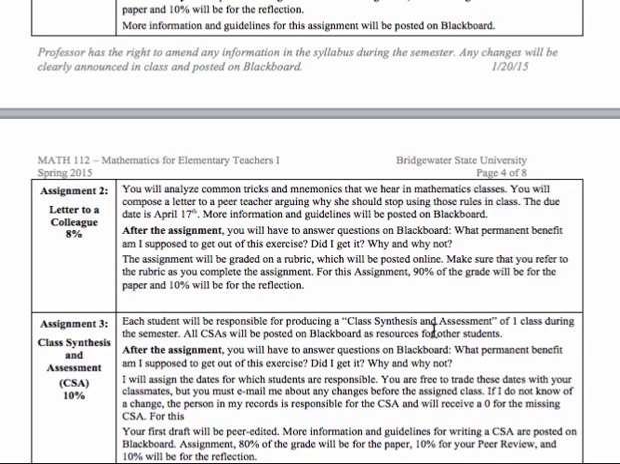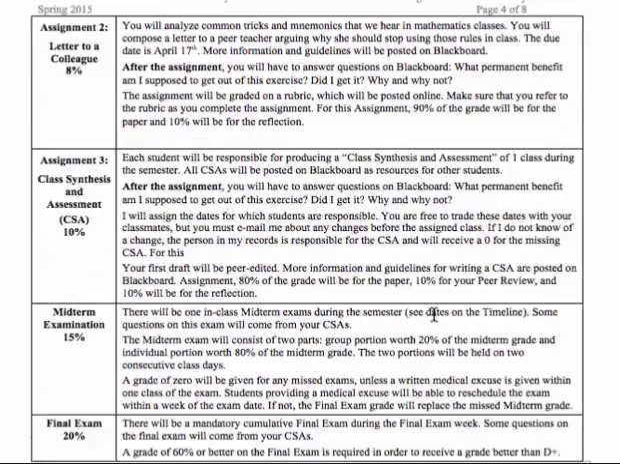After each of the assignments, you will need to go on Blackboard and answer some reflection questions, and those are: what permanent benefit am I supposed to get out of this exercise, and did I get it, why or why not? Please make sure you do that, and don't forget, this is generally 10% of the assignment grade, so you don't want to miss that.